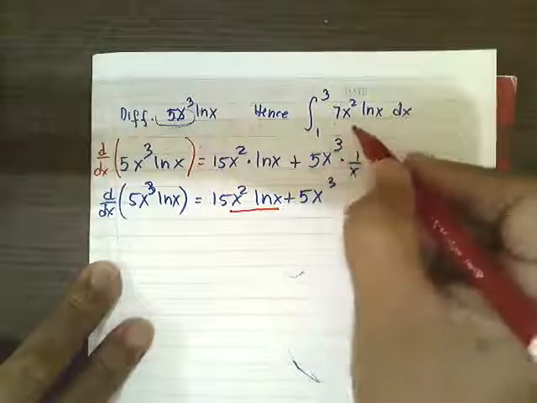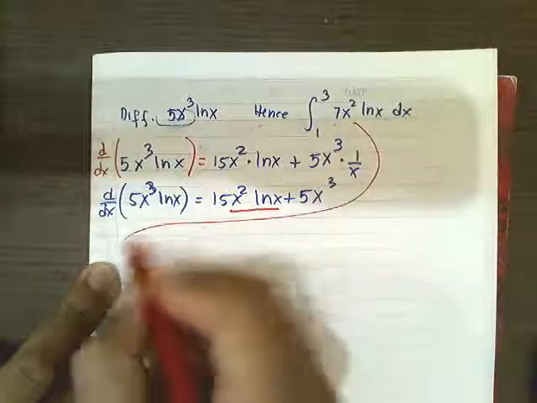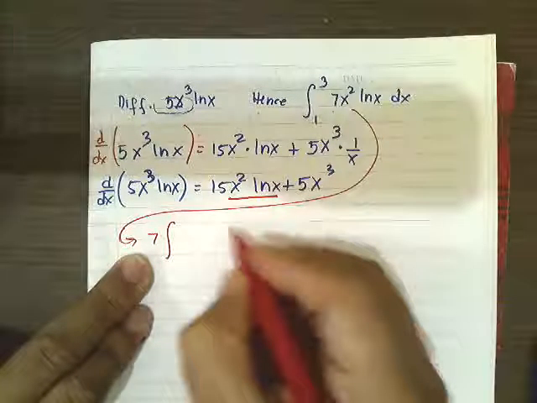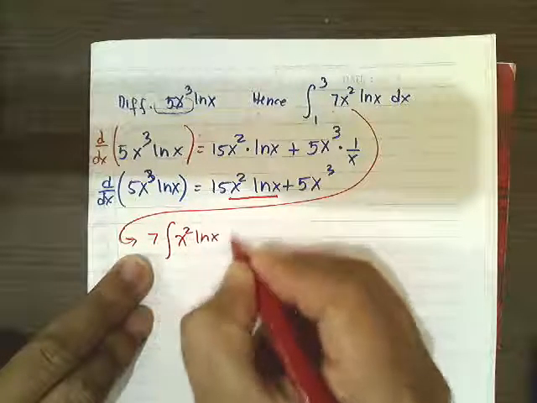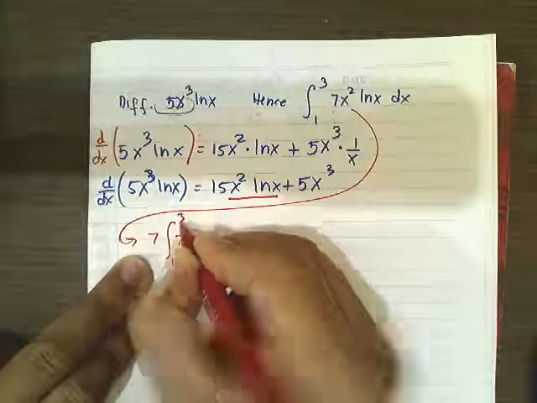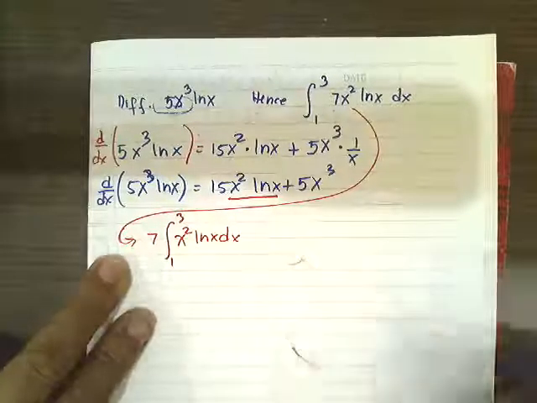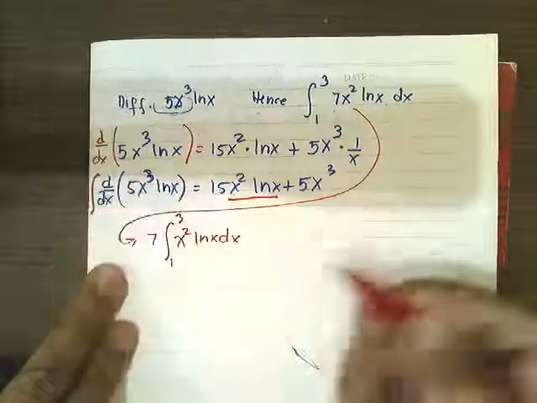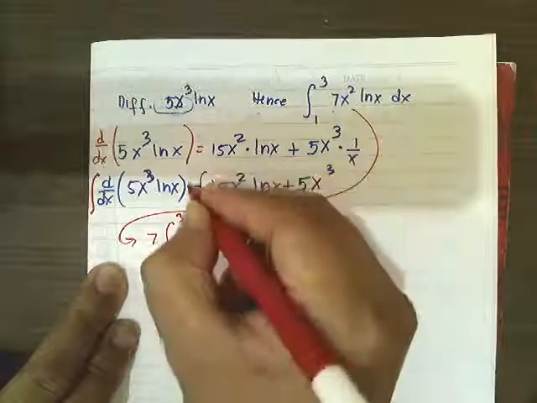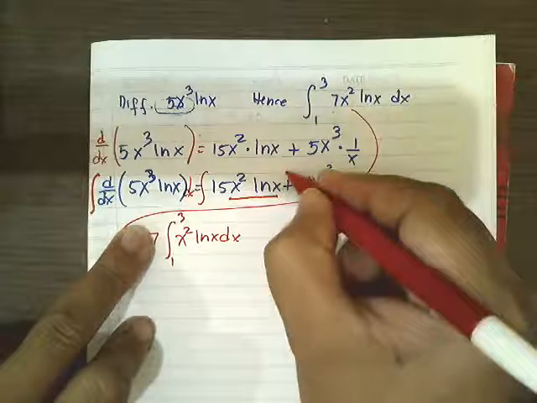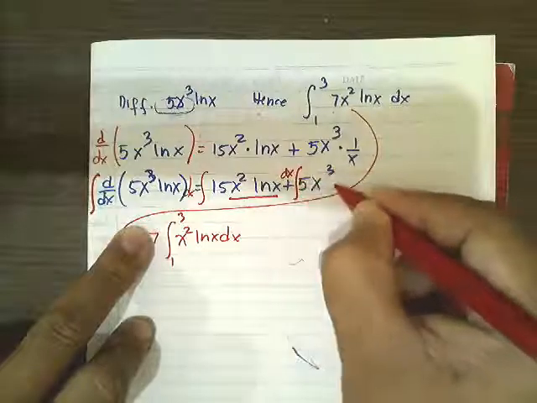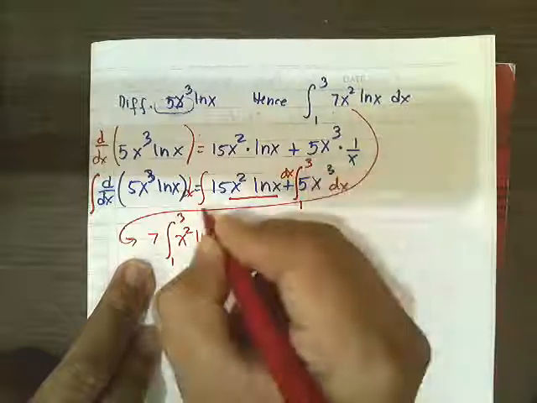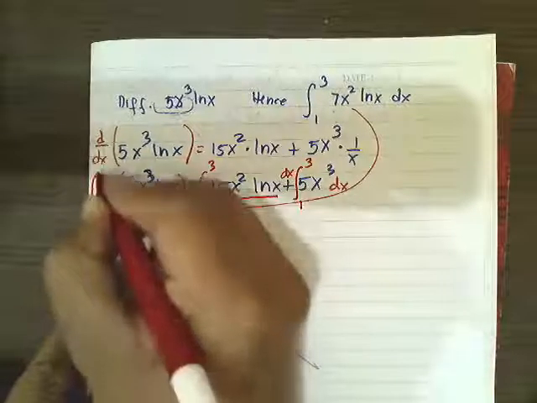Because this one, maybe I will write here, could be written as 7 times the integral of x squared ln x dx from 1 to 3. So therefore, we want to get that expression. How are we going to get this one? Take the integral of that, with respect to x, and the boundary is from 1 to 3.